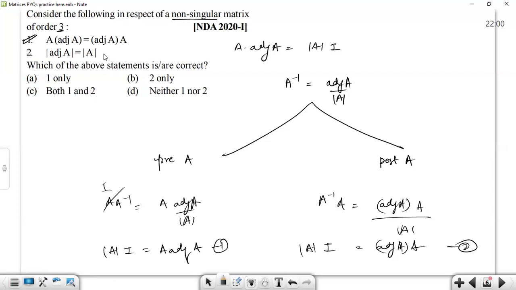Now talking about the second statement, this is completely incorrect because we know the determinant of adjoint A should be equal to determinant of A raised to the power n minus 1. Here the given order is 3, so n minus 1 will be 3 minus 1, so it should be 2 here. Then only the statement will be correct. But it's not there. That's why the second statement is incorrect.